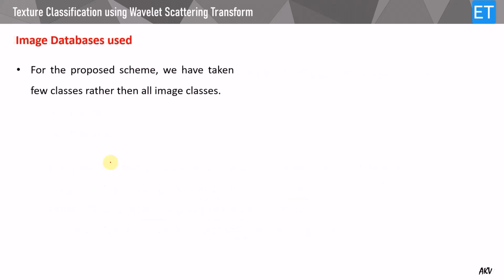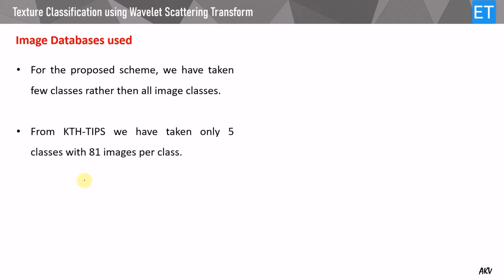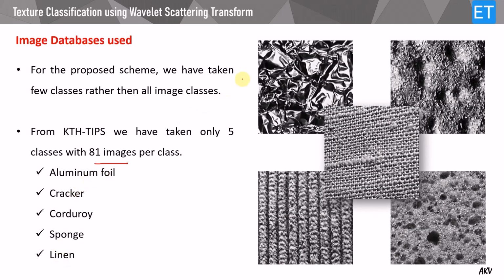For the proposed scheme, we have taken fewer classes rather than all image classes to make the problem simpler. So from KTH tips, we have taken only the 5 classes with 81 images per class. They are aluminum foil, cracker, corduroy, sponge, and linen. The samples are shown in this figure. This first one is the aluminum foil, this is cracker, this is corduroy, this is linen, and this is the sponge. So these are example images which are in this database.